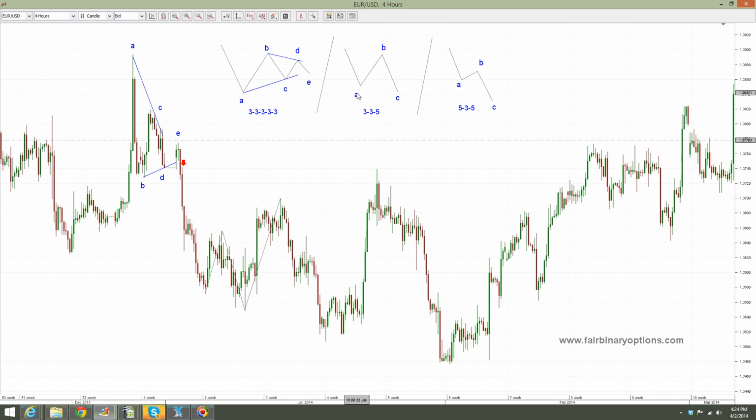It should be labeled wave A with a 3-wave structure. As you can see, it is corrective. Then the B wave with a 3-wave structure. As you can see, it is corrective. And then a C wave that should be, and it is mandatory actually to be, a 5-wave structure, 1, 2, 3, 4, 5. This is being called a flat.